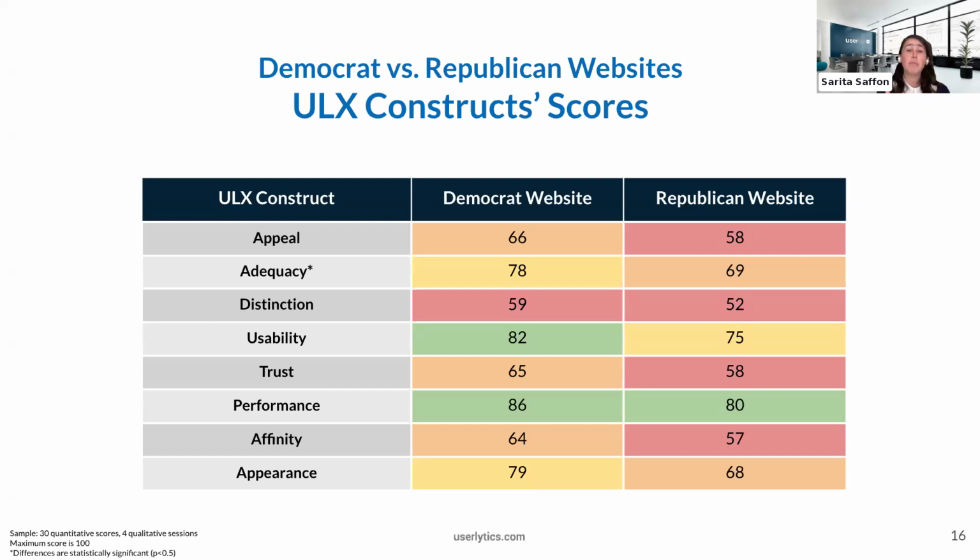Like, for example, the Republican website that showed very low scores on distinction, affinity, appeal, and trust. However, we see also that in the Democrat, these same constructs are those that they score the lowest. So especially here, we see that maybe the problem is in general with the political websites, in the industry websites, which in turn could also mean an opportunity for any of them to stand out if they work on those aspects that will make them stand out and provide a better user experience.